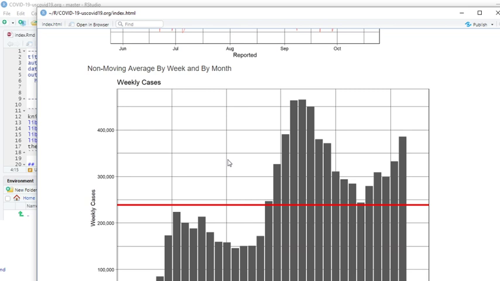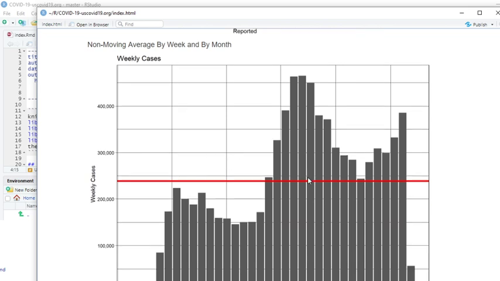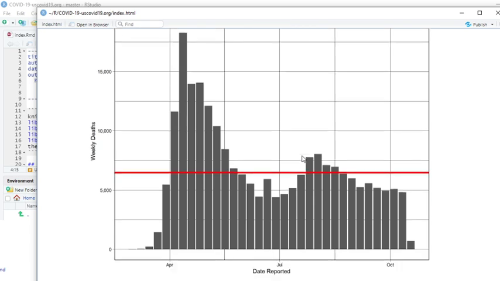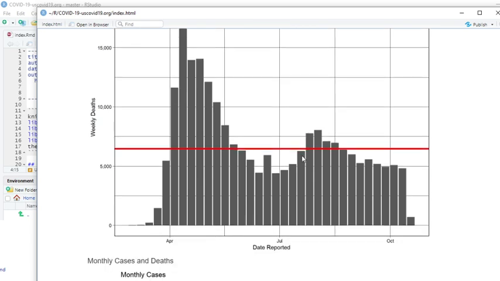Okay, let's take a look at the weekly numbers. This is the average number of cases per week. You can see here this huge spike in cases back in July, August, and September, followed by a second spike. We're currently in a second spike. And it's not good that we're above the average line here, but if we look at the deaths, we see the exact opposite effect.